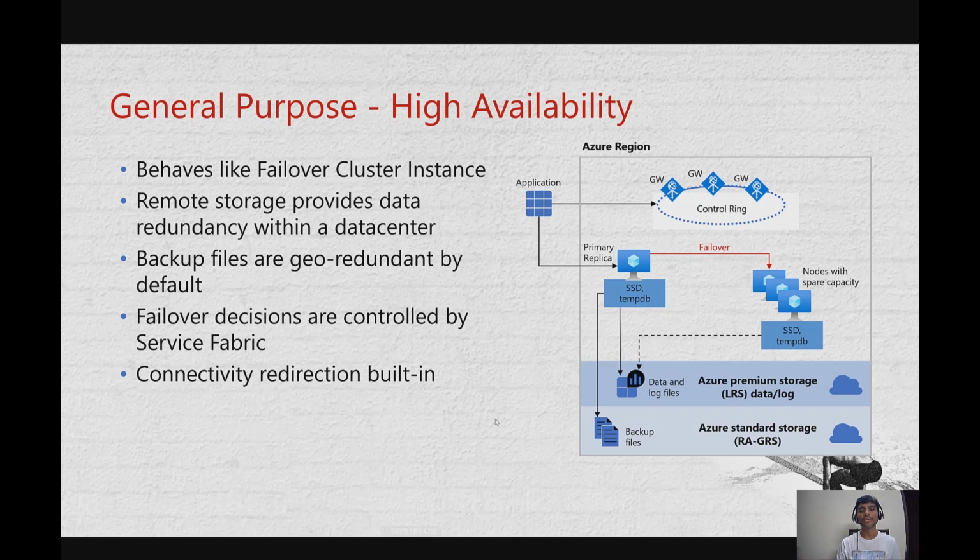So in the event of failover, SQL Server data files are detached from the primary replica, and then one of the nodes with the spare capacity gets into action. The data files get attached to that node. The compute is spun up, files get attached, and then users get reconnected to the same database. And then there is also connectivity redirection, which is built in.